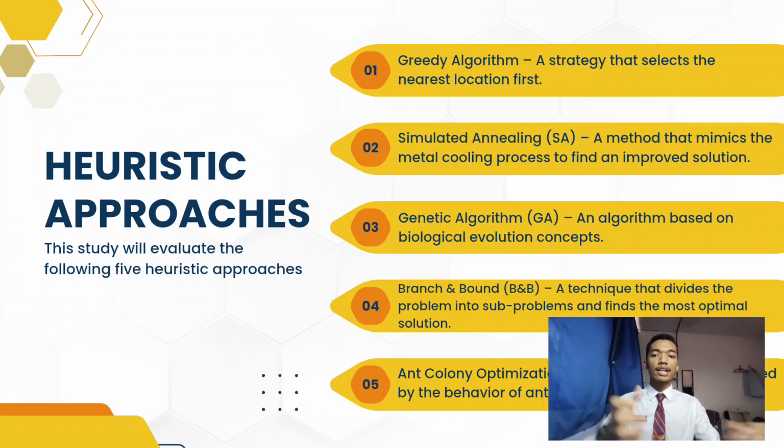The first one is the greedy algorithm. The second one is simulated annealing, or SA. The third one is the genetic algorithm, or GA. The fourth one is branch and bound, or BNB. And the last one is ant colony optimization, or ACO. So guys, let's now move on to define the specific problem and parameters of our study.